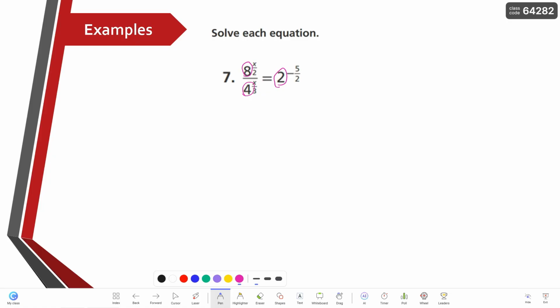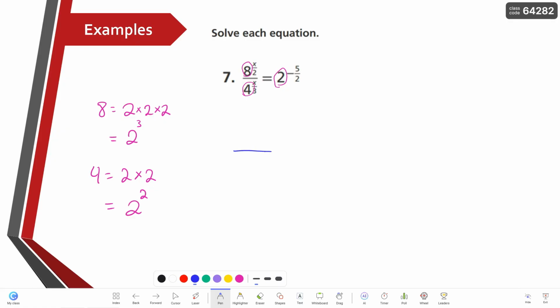Since the smallest base here is 2, I'm going to try to write 4 as a base of 2 raised to a specific power, and the same for 8. So 8 could be written like this: 2 times 2 times 2, which is exactly the same as 2 raised to the power of 3. And for 4, we can write 2 times 2, which is the same as 2 raised to the power of 2. So I can replace 8 by 2 raised to the power of 3, and I can replace 4 by 2 raised to the power of 2. So I'm going to do this right now.